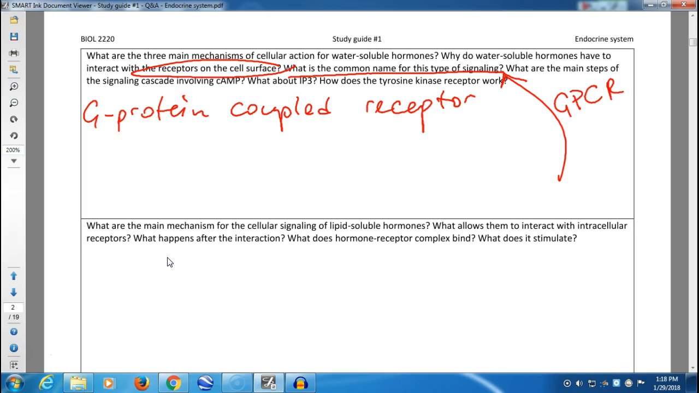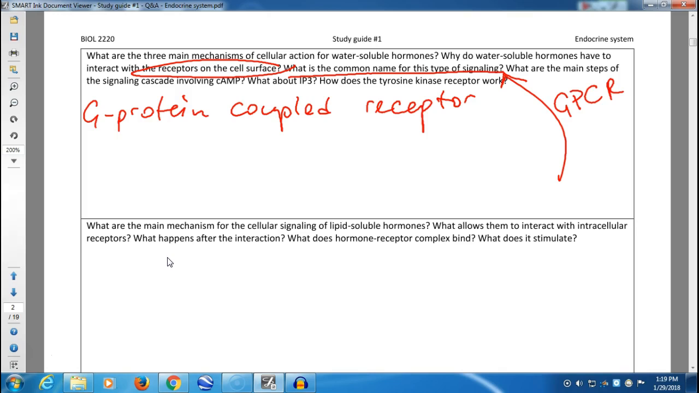So, three mechanisms. One is cyclic AMP. So, I have binding to receptor, activation of G protein, activation of adenylate cyclase, synthesis of cyclic AMP. And cyclic AMP will activate proteins in the cell. That's all you need to know. Am I clear? Second will be binding to the receptor, activation of G protein, activation of phospholipase C, synthesis of IP3, release of calcium from endoplasmic reticulum. That's it.